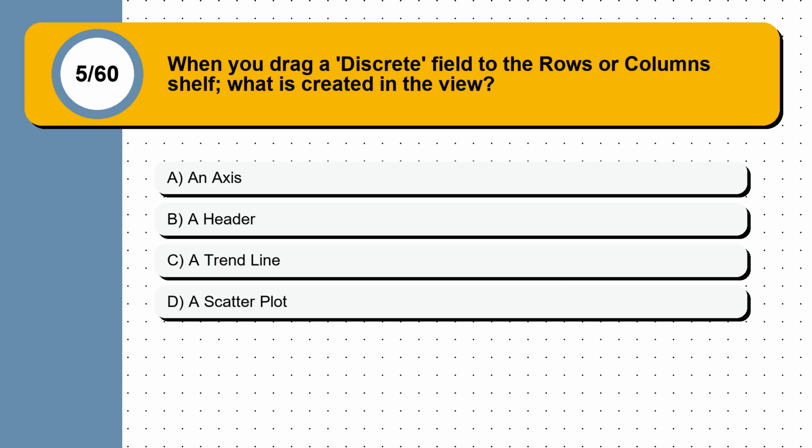Question 5. When you drag a discrete field to the rows or columns shelf, what is created in the view? Option A, an axis. Option B, a header. Option C, a trend line. Option D, a scatter plot.